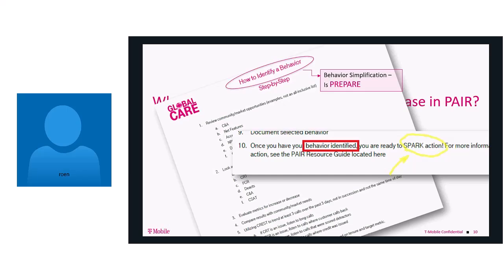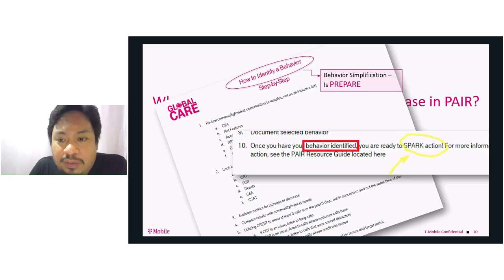And you're correct. Kasi once you're done with prepare, you're done with the P, and then the next thing is the A, which is act. Act is spark action. No? So that's the next thing that we will do.